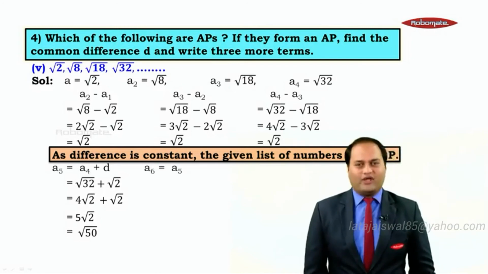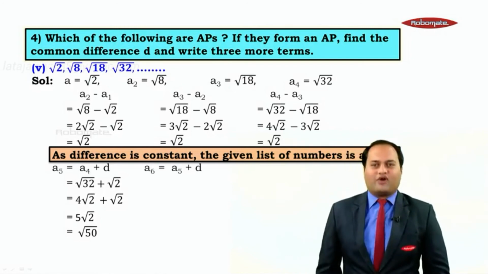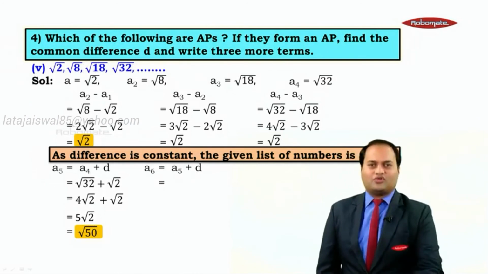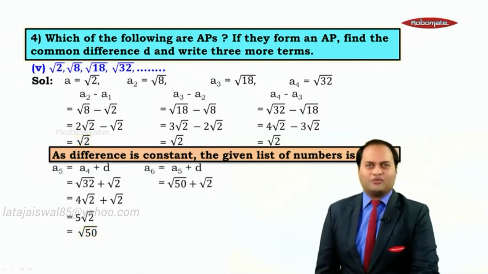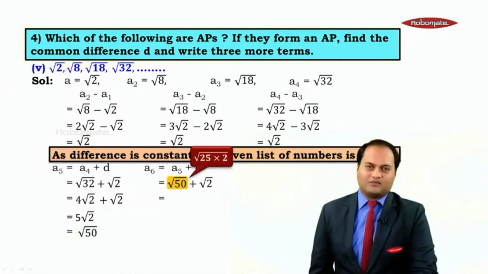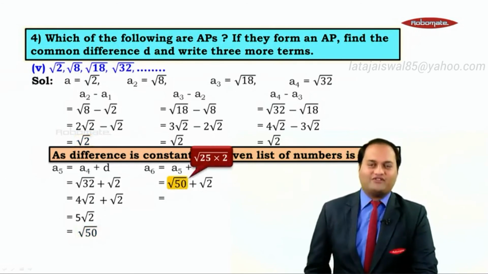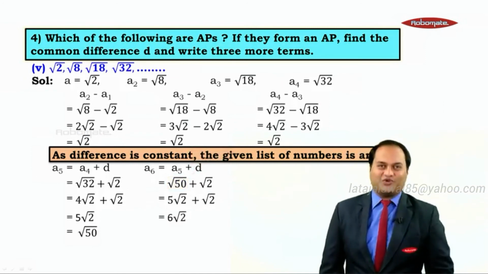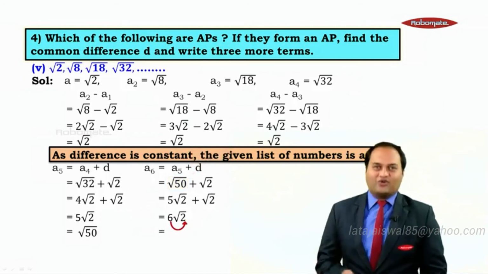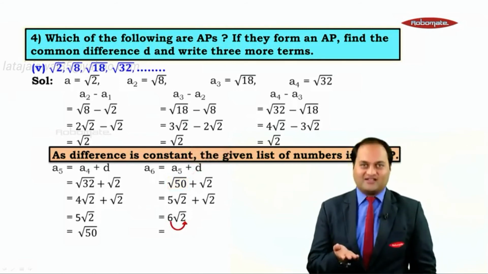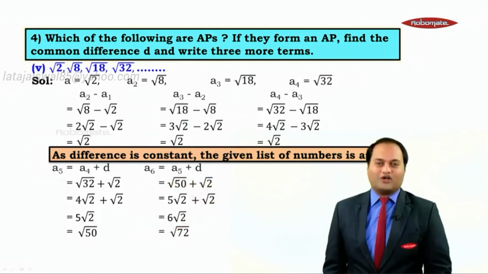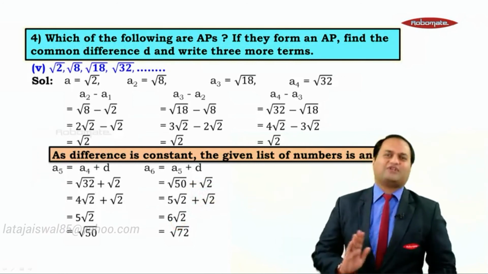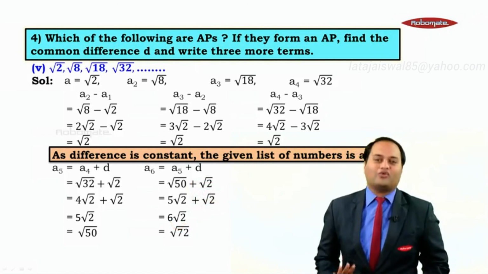A6 will be equal to A5 plus D. What is A5? A5 is root 50 plus D, which is root 2. So you get root 50 plus root 2. Root 50 is nothing but root of 25 into 2, where 25 is a perfect square. So it is actually 5 root 2 plus root 2, which is 6 root 2. You can take this 6 inside. When it goes inside, it becomes 6 square. That is 36. You get root of 2 into 36. That is root 72. Or you can leave the answer as 6 root 2. The choice is absolutely yours. But it is better to write root 72.